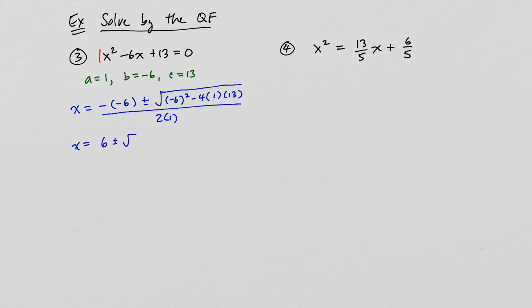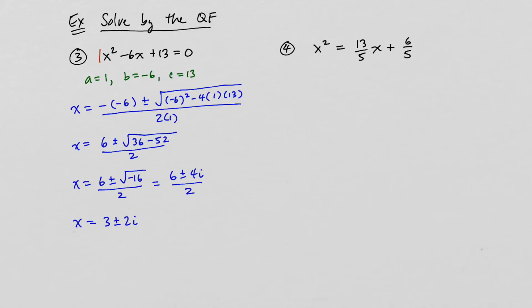This gives us 6 plus or minus the square root of 36 minus 4 times 1 times 13, which is 52, and 2 times 1 is 2. And this is 6 plus or minus the square root of 36 take away 52, which is negative 16. Pay attention to the fact that this is the square root of a negative, which gives us an imaginary number. The square root of negative 16 is 4i. So we simplify the radical first, and then in our last step, we divide by 2 in both of these. So 6 divided by 2 is 3, and 4i divided by 2 is 2i.